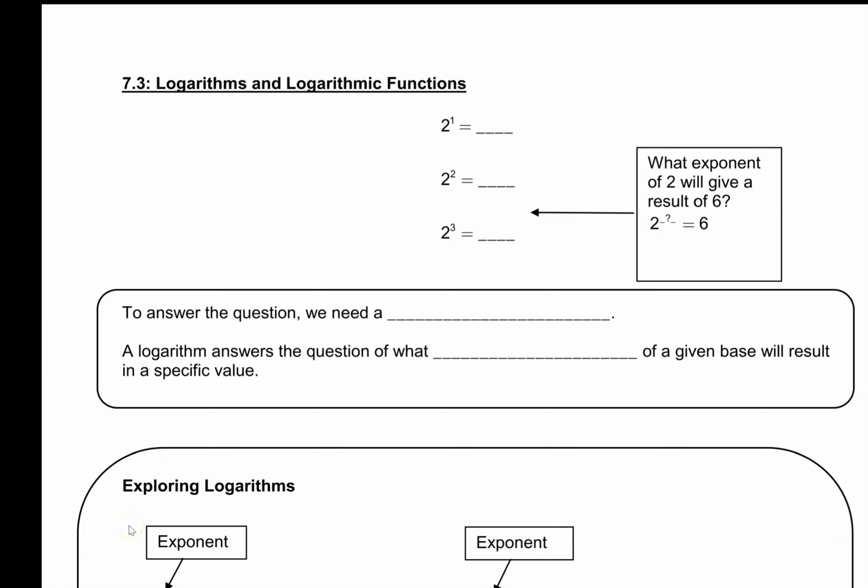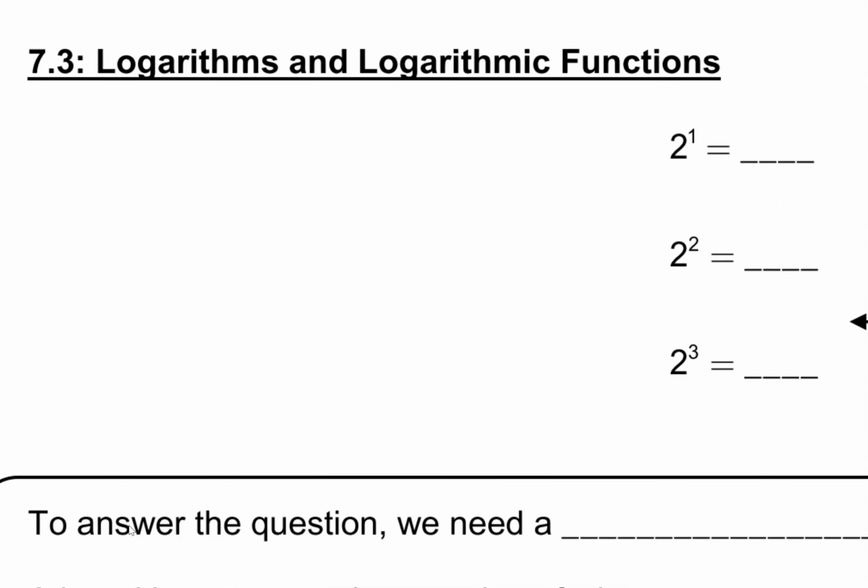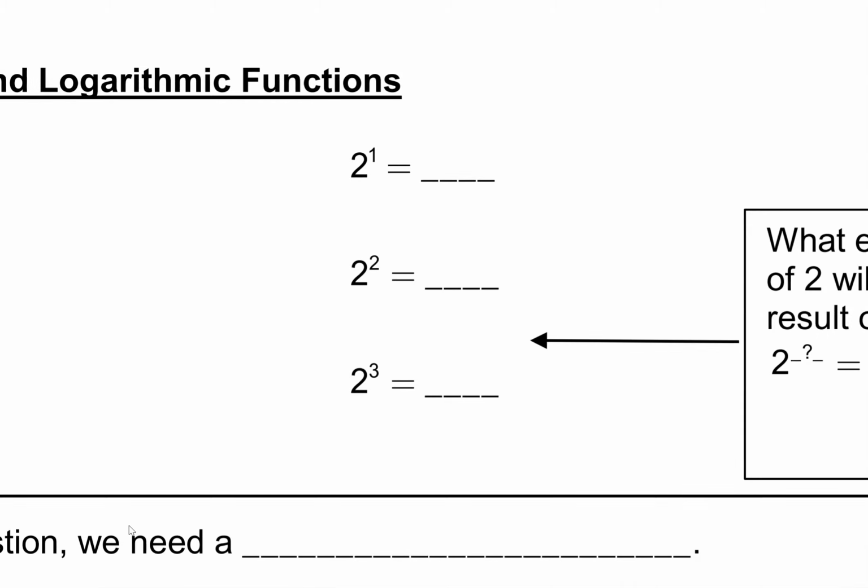Alright, this is the screencast for 7.3, logarithms and logarithmic functions. So to the first, 2 to the first is just 2. 2 squared is 4, because that's 2 times 2. And then 2 to the third is 2 times 2 times 2. 2 times 2 is 4, and 2 times 2 times 2 is going to give you 8.